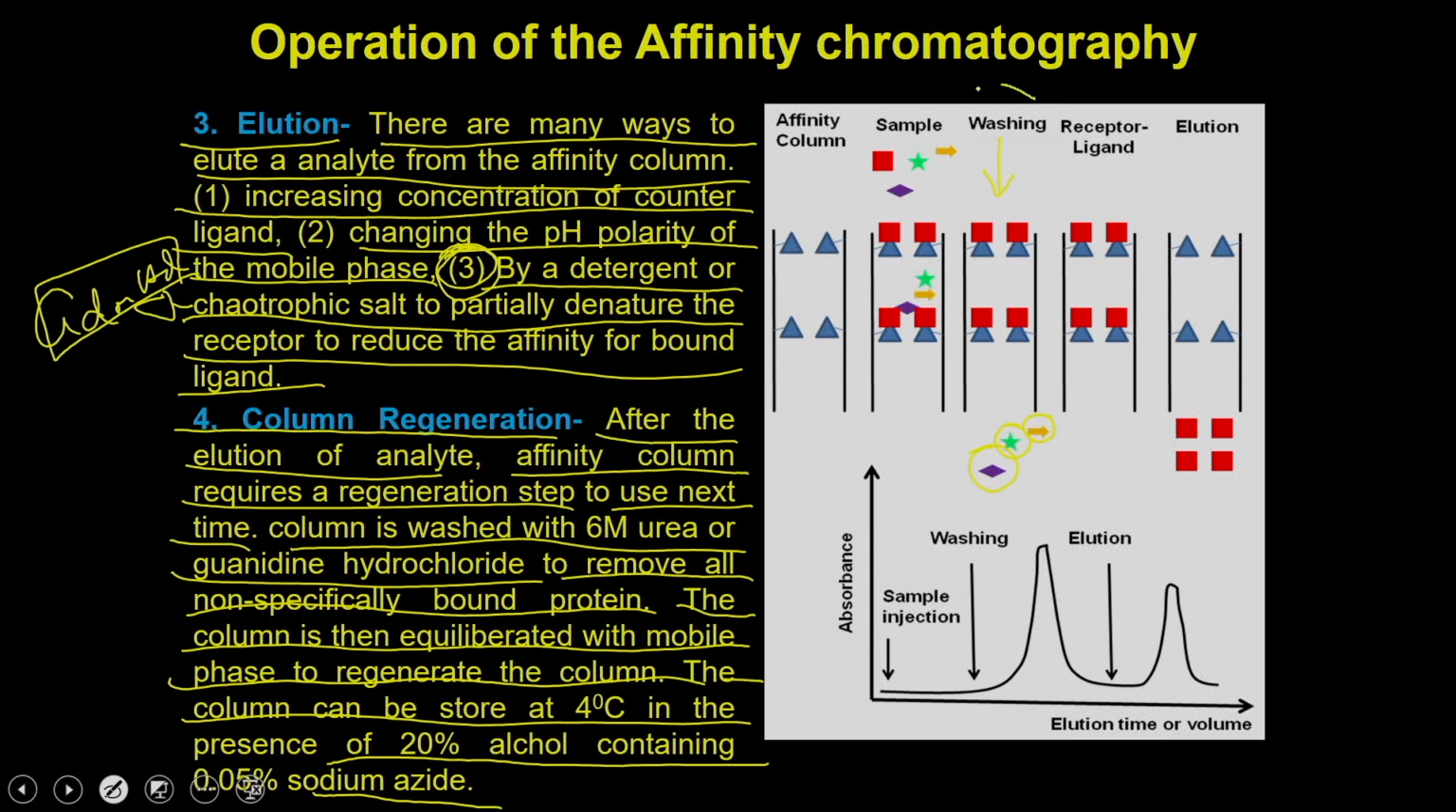azide. So, once you are done with the washing step, you can just put in the counter ligand, and that is going to compete for the bound ligand, and as a result the ligand is going to be eluted from the column.